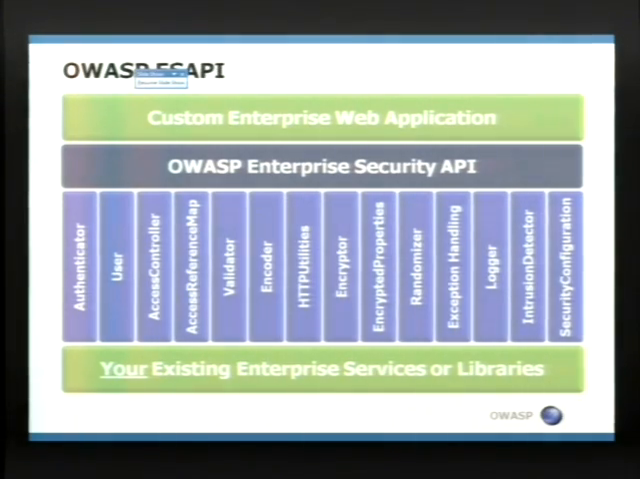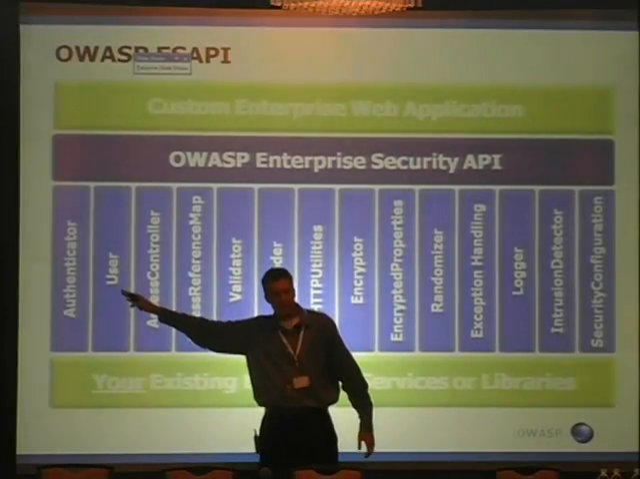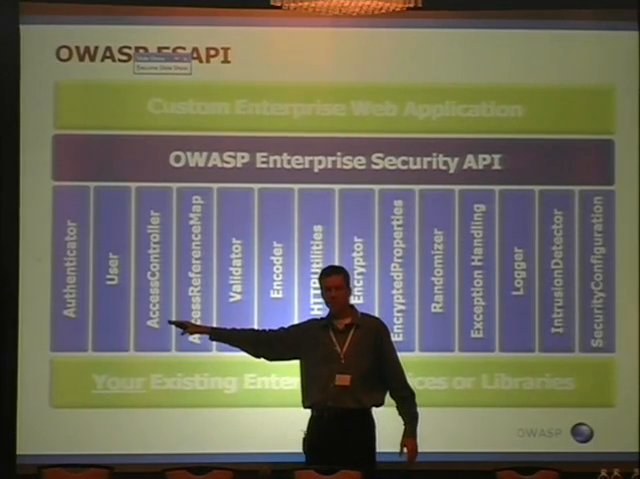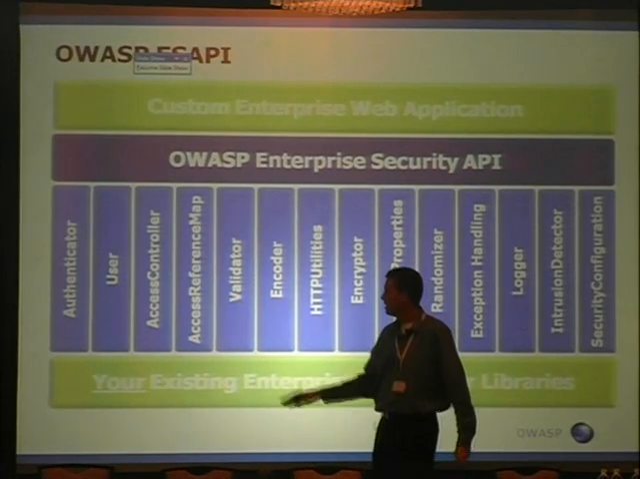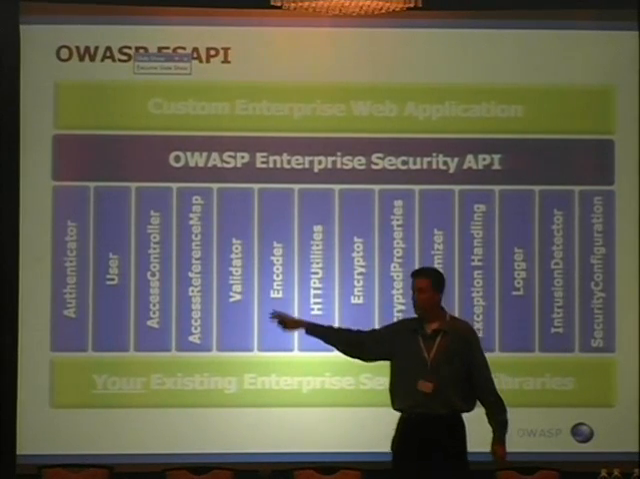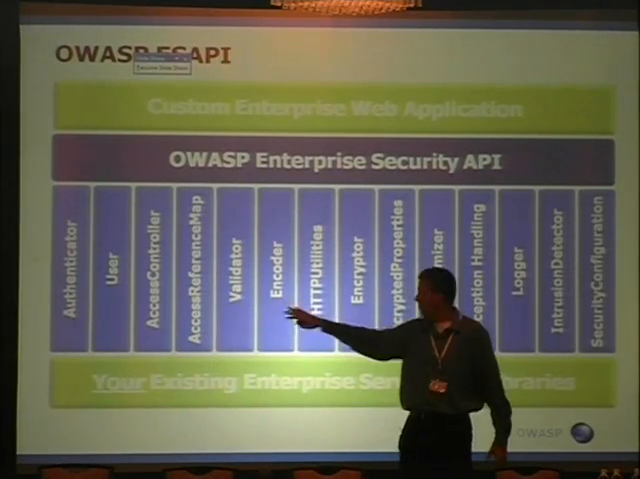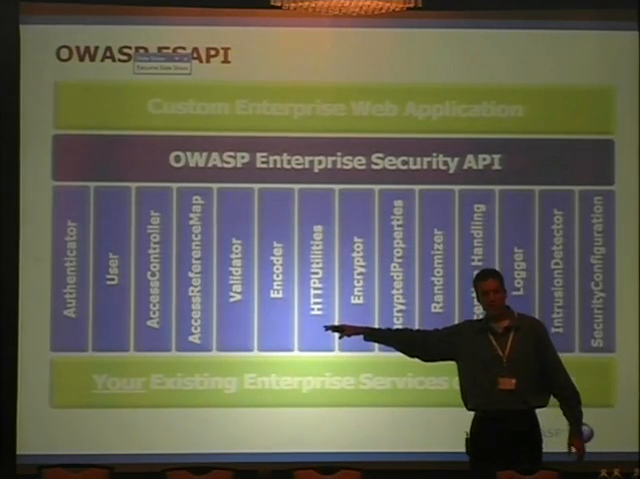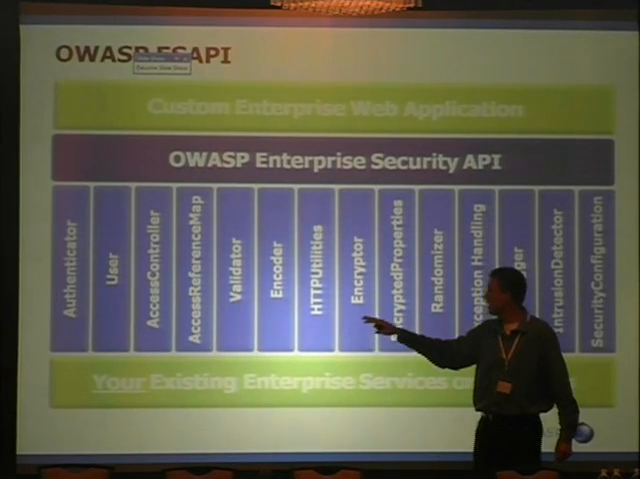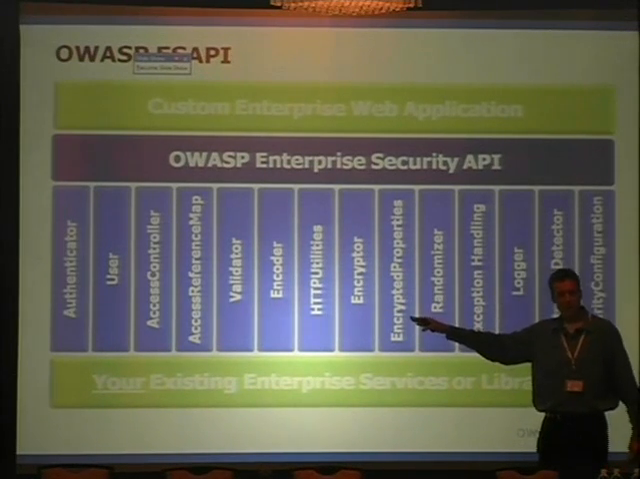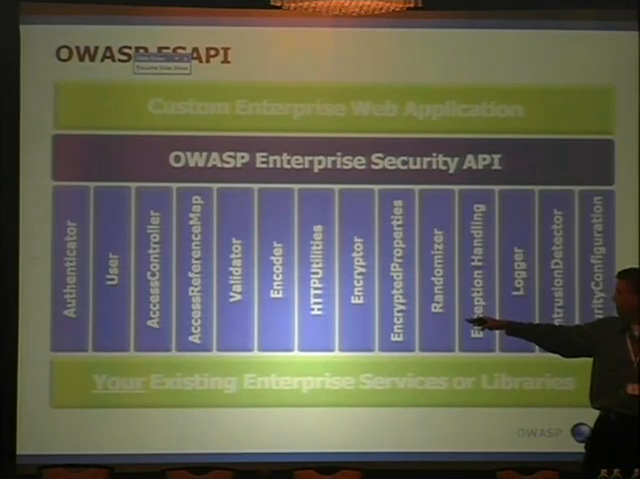So there's authentication and a user object for identity management. There's an access controller. There's something called an access reference map that I'm going to talk about a little bit. Validation and encoding, and built in here is canonicalization. I'll talk some about that too. I've got a bunch of HTTP utilities to augment some of the weaknesses in HTTP. There's encryption and encrypted properties to store sensitive information.